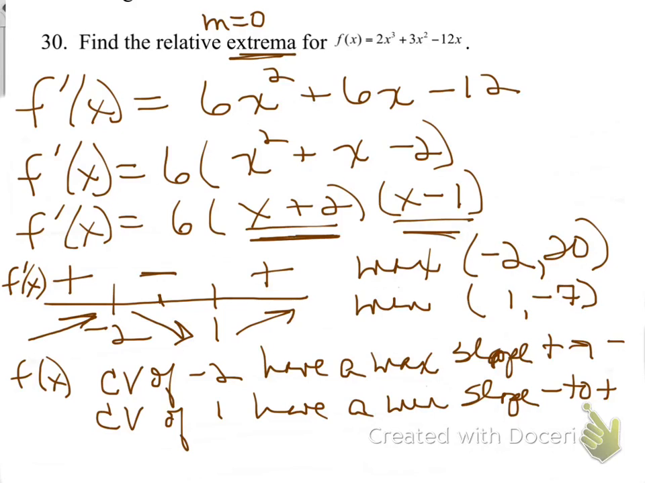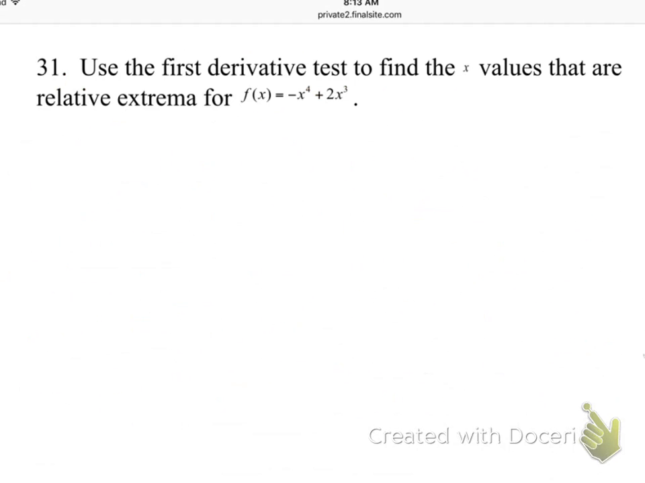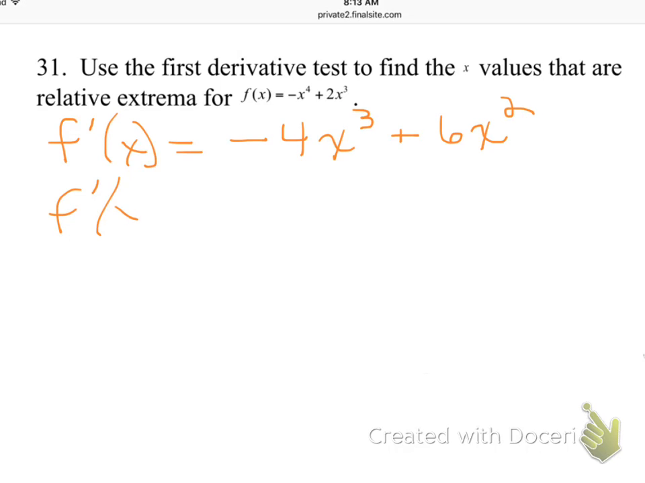Let's go on to question 31. Okay, question 31 says use the first derivative test to find the x values at a relative extrema for the function at hand. So the first step is always to take your derivative. So I'm taking my derivative, and I get, careful here, -4x cubed plus 6x squared. So I'm going to factor that.